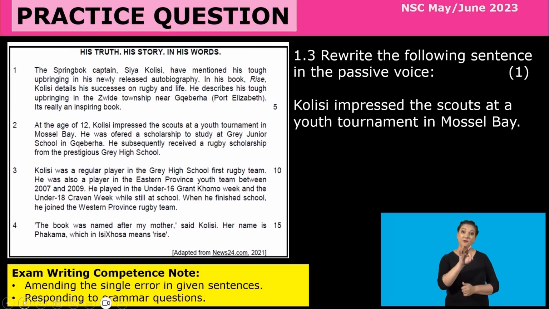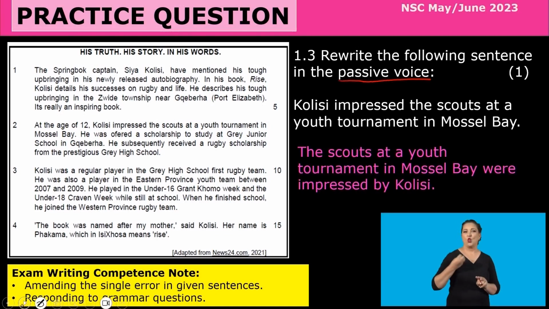In 1.3, rewrite the following sentence in the passive voice. Now, there we go. Don't be throwing the babies out with the bathwater. It is easy to do if you know how to apply your rules. Now, remember, the first thing is to change the subject and the object. You need to have the word by, and also you want to keep the verb tense constant. So, Khulisi impressed the scouts at the youth tournament in Mossel Bay.